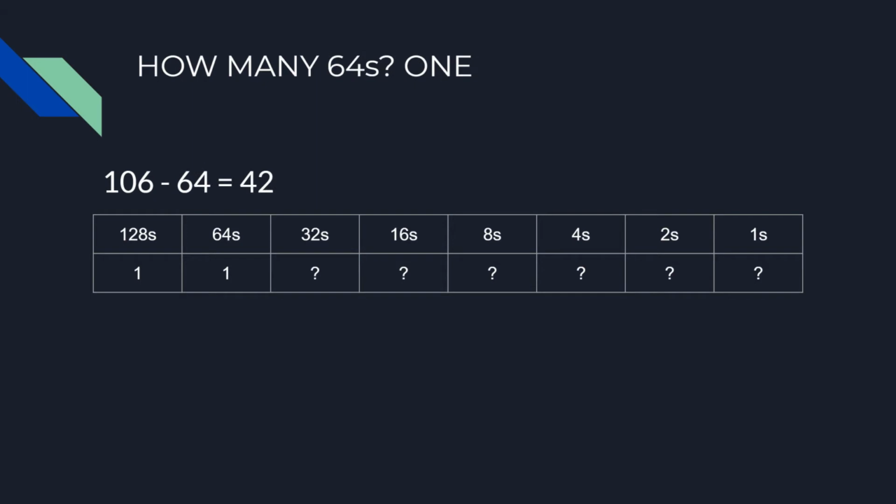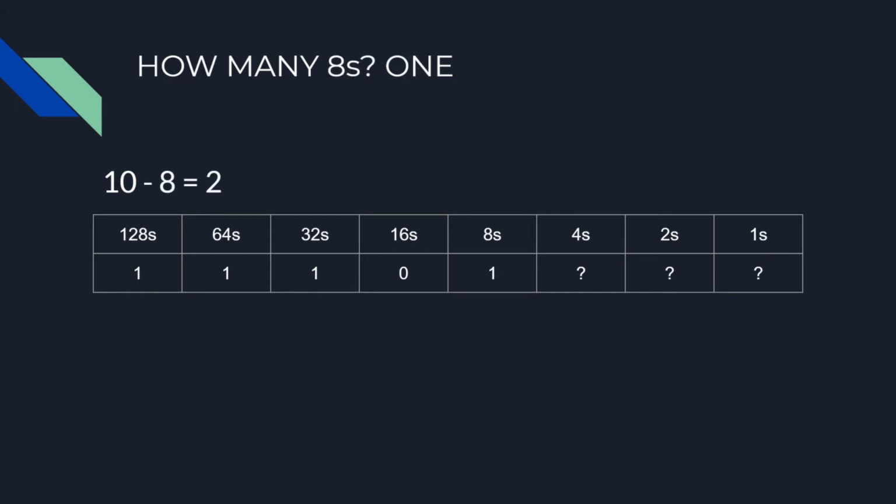Next, we ask, how many 64's are in 106? Well, there's 1 again. So we take out 64 and are left with 42. And we put a 1 in the 64's place. We ask, how many 32's are in 42? Well, there's 1. So we take 32 out and are left with 10. And put a 1 in the 32's place. We ask, how many 16's are in 10? Well, 0. So we leave it as is and put a 0 in the 16's place.